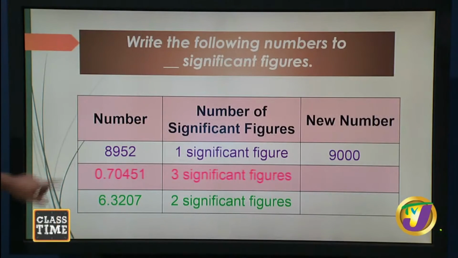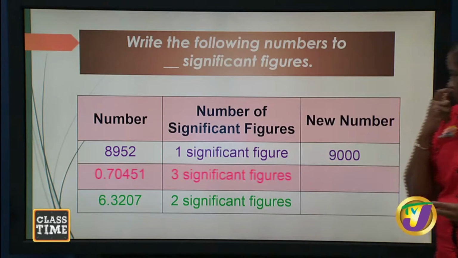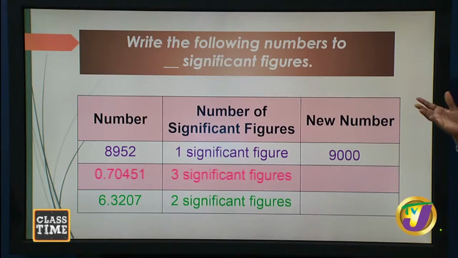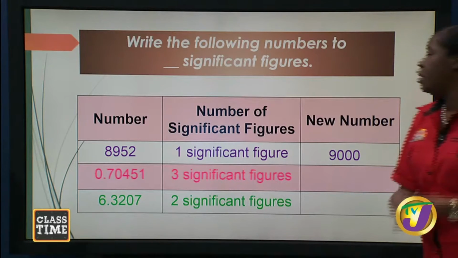Right? So if we wanted an estimate, 9,000 would be good. Yes. Let's see this one to three significant figures. The first 0, I know, would not be significant because it's just there for cosmetics, it's a leading 0. So I wouldn't start counting from that 0. Which one would be the first significant digit?